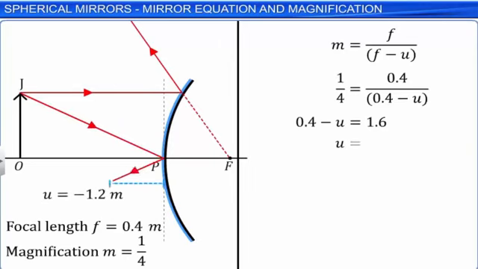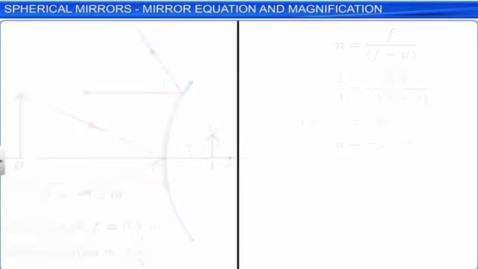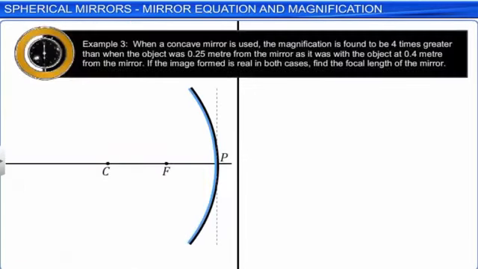Example 3. When a concave mirror is used, the magnification is found to be 4 times greater when the object was 0.25 meter from the mirror as it was with the object at 0.4 meter from the mirror. If the image formed is real in both cases, find the focal length of the mirror. Solution.